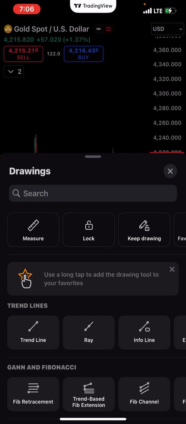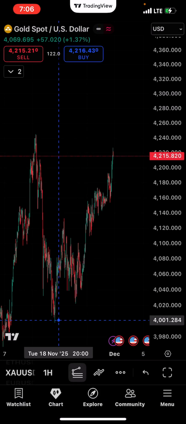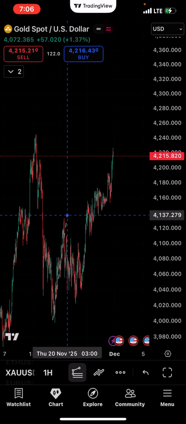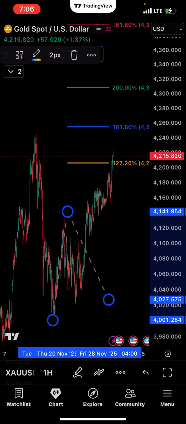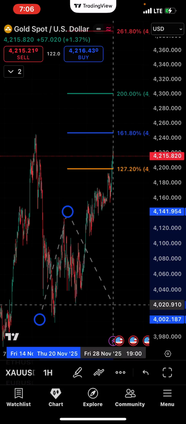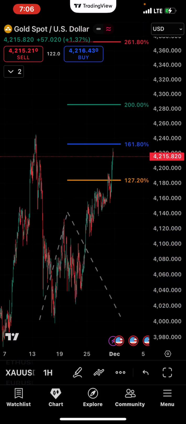What you do is draw your extension from here to here, from here to here, then you drag it. Make sure that you draw it well, because if you do not draw it well, any small mistake you make will make you make a bad choice that will cost you money.